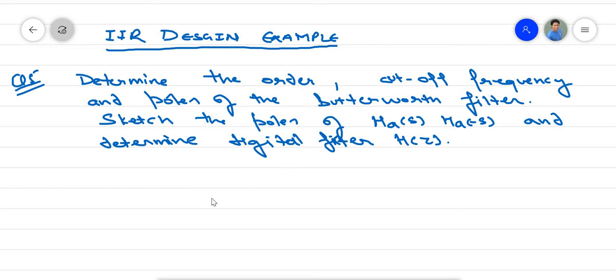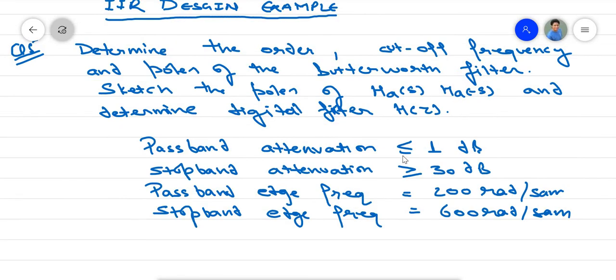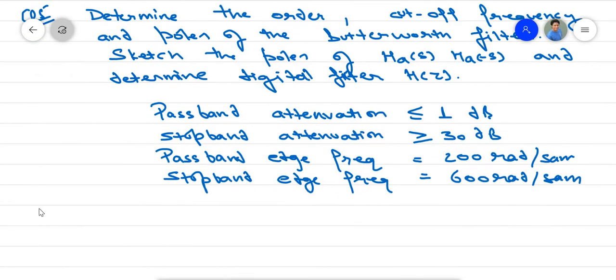The given parameters are: passband attenuation should be less than or equal to 1 dB, stopband attenuation should be equal to or greater than 30 dB, passband edge frequency is 200 radians per sample, stopband edge frequency is 600 radians per sample. So now we will start our solution, first by finding the order of the filter. In the first step, we will determine the order of the filter.